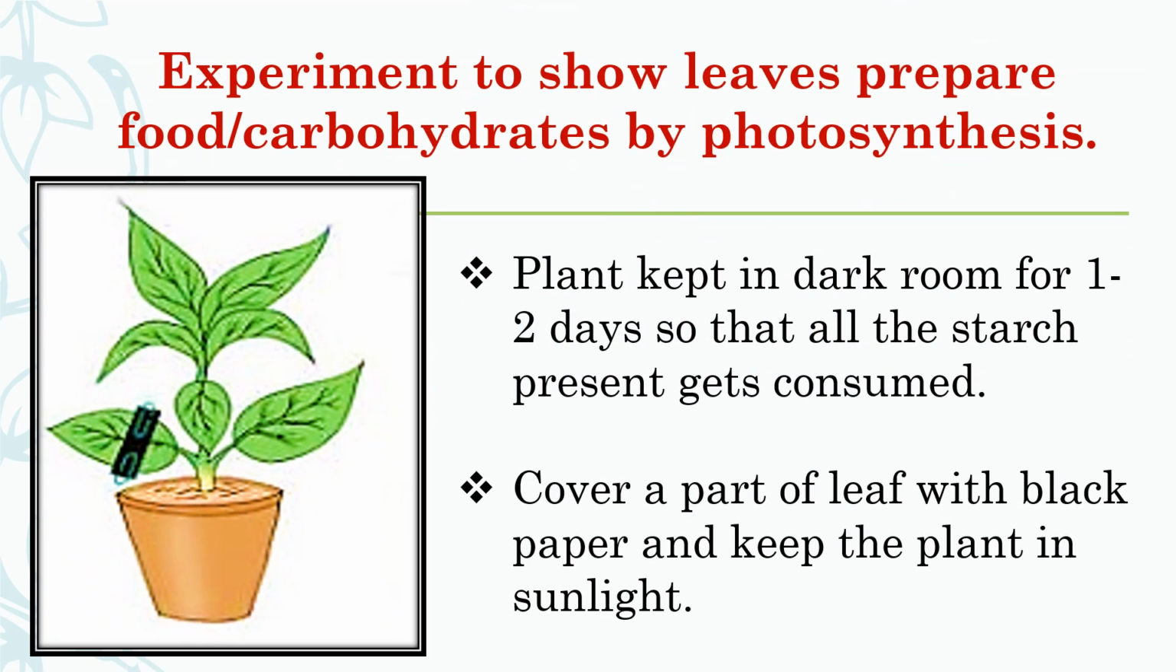Experiment to show leaves prepare food or carbohydrates by photosynthesis. For this, you have to take a plant and keep the plant in a dark room for 1 or 2 days so that all the starch which is present in it gets consumed. After that, cover a part of the leaf with black paper. Now, keep this plant in sunlight. Now, perform the same iodine test on the leaf.